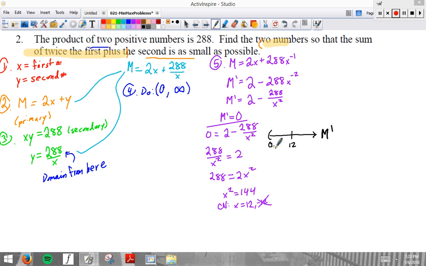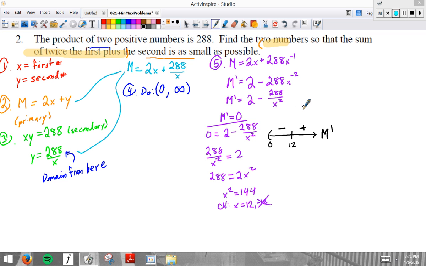Trying a number between 0 and 12, we would find that m prime would be very negative. Trying a number after 12, don't overthink it. You can try any number. You can try a million. 288 divided by a million squared is a tiny, tiny number. They'll surely get positive. You can try any number that's convenient. Don't feel fixed to try like 13.